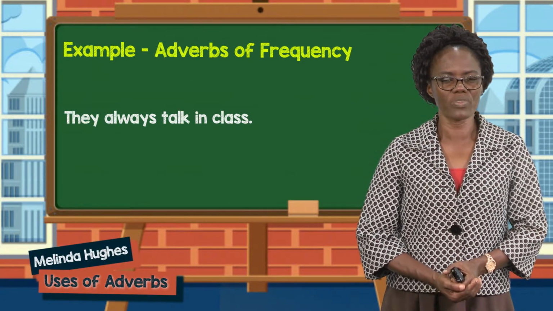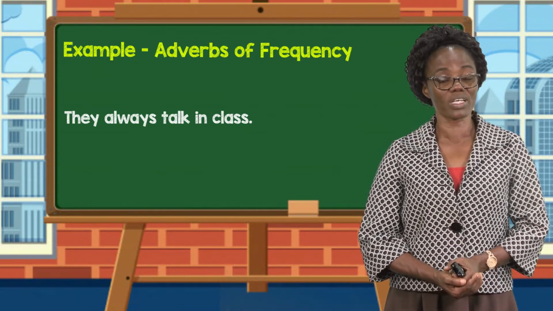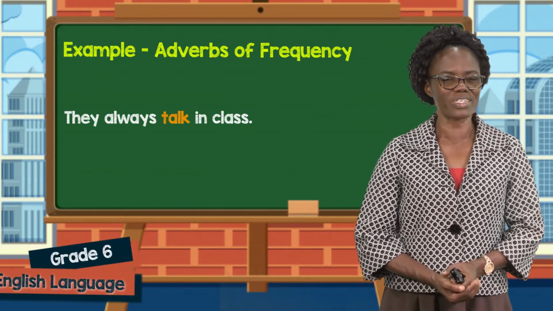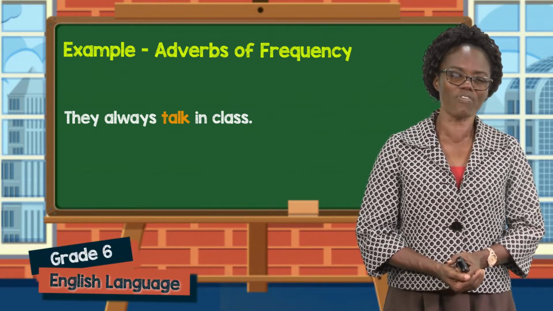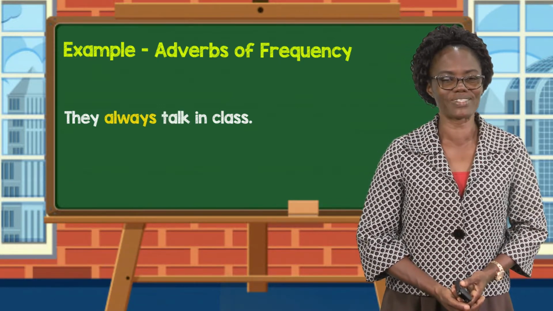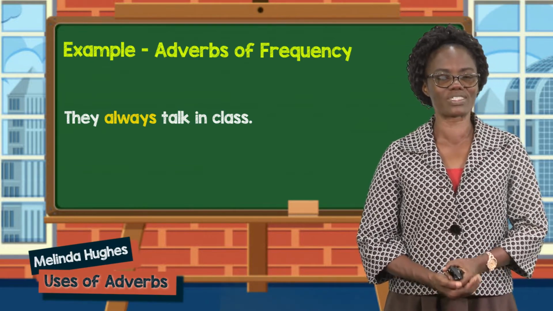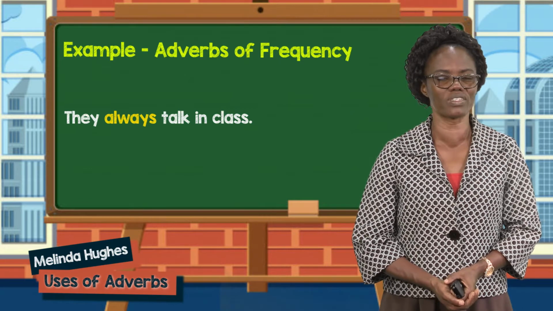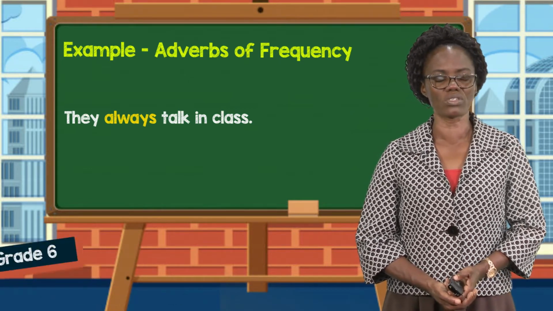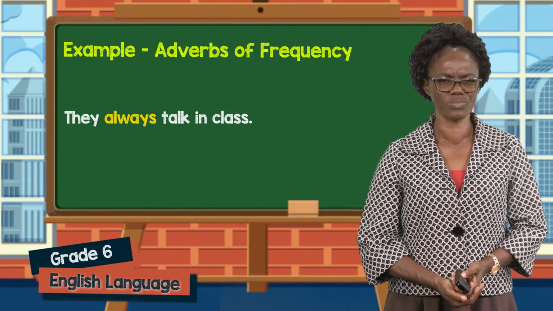Next example. They always talk in class. What's the verb in that sentence? Talk. And so the adverb there that tells us how often they talk in class is always. And so we can use those adverbs that give us the answer to the question how often when we are writing or even speaking in order to make our language more meaningful.